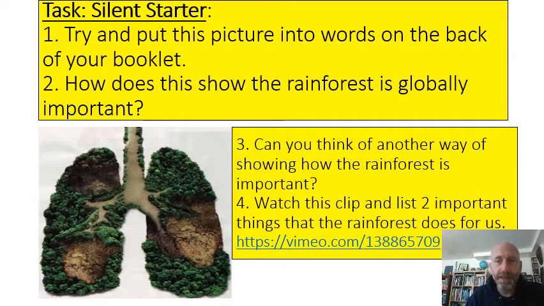So first thing I want you to do is on the very back of your booklet, can you try and put the picture on that slide into words? And how does this picture show that the rainforest is globally important? What is that signifying? The third question, can you think of another way of showing how the rainforest is important? And finally, watch the short Vimeo clip and list two important things that the rainforest does for us. Okay, so for us in the UK, for example, or for people generally. So have a go at answering those four questions.